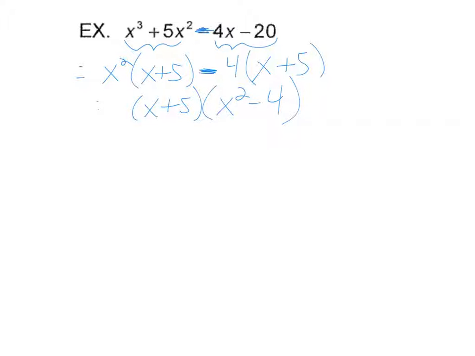Now, x squared minus 4 is a difference of squares. So x squared minus 4 will turn into x plus 2, x minus 2.